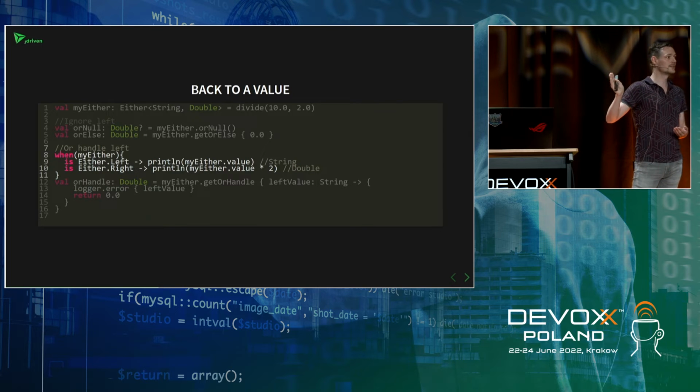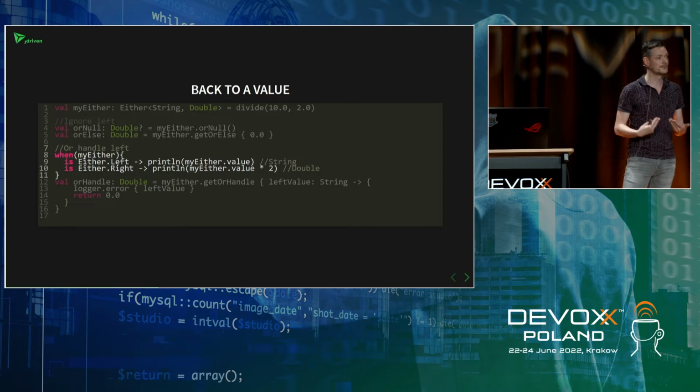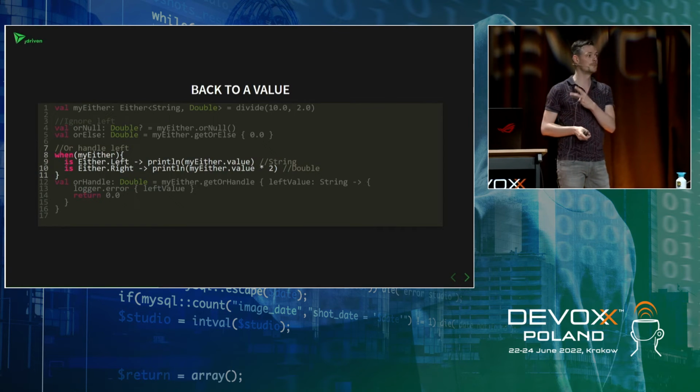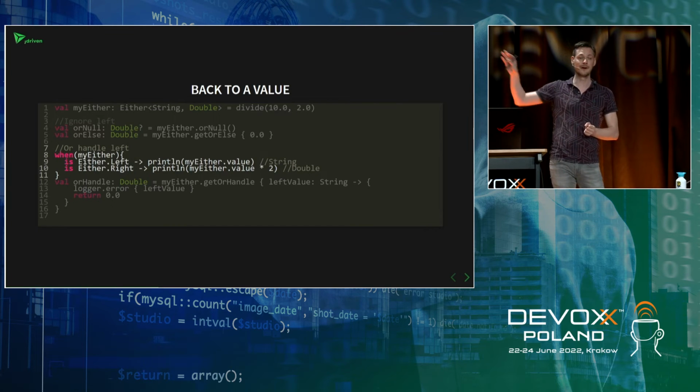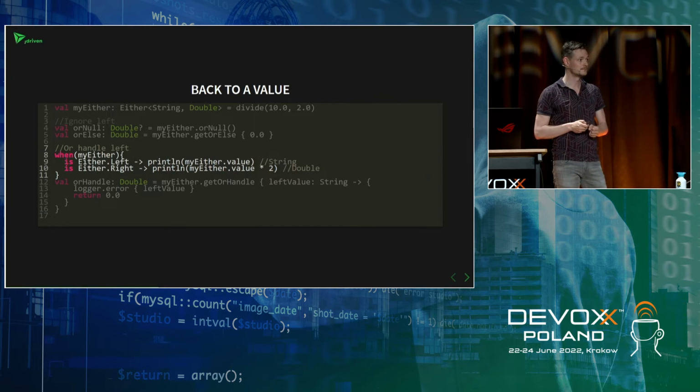Also notice we don't need a default statement here. And that's because my either was a sealed class. The compiler knows that these are the only two possible implementations, so if you would leave out one of these, you would get a compilation error.